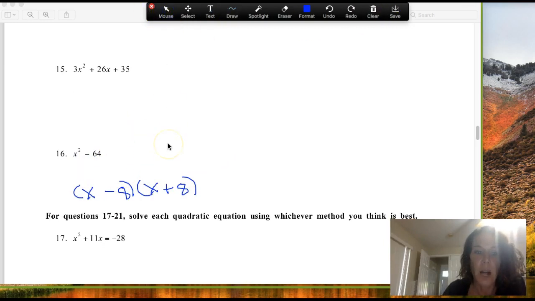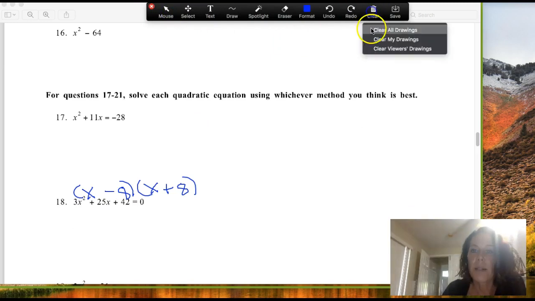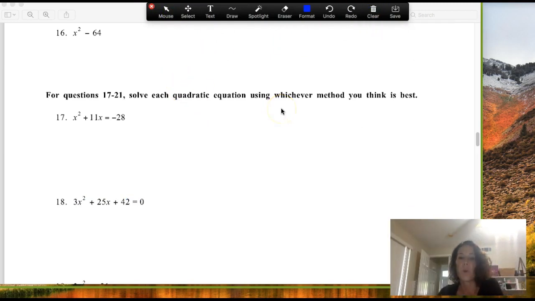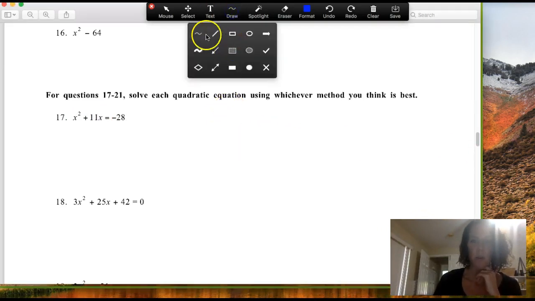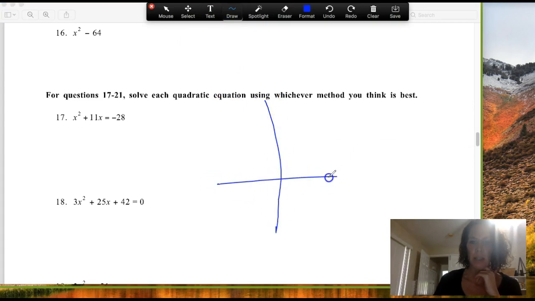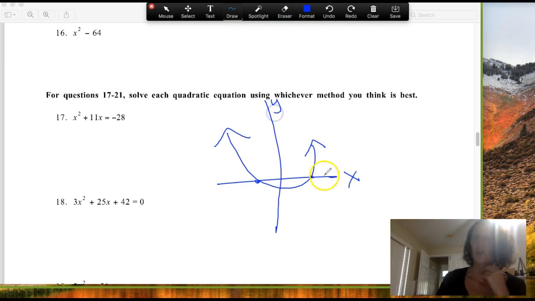All right, on to 17. Let's go ahead and solve this. Solve each quadratic equation using whichever method you think is best. So I'm looking at this. What do I think is best? Do I want to solve it by graphing? Remember, if you solve by graphing, you're looking to find out where your graph touches the x-axis. Where does it touch the x-axis? Okay, those are the zeros of the function. It is where your y is 0. Okay, where does it touch the x-axis? That's what I want to know.